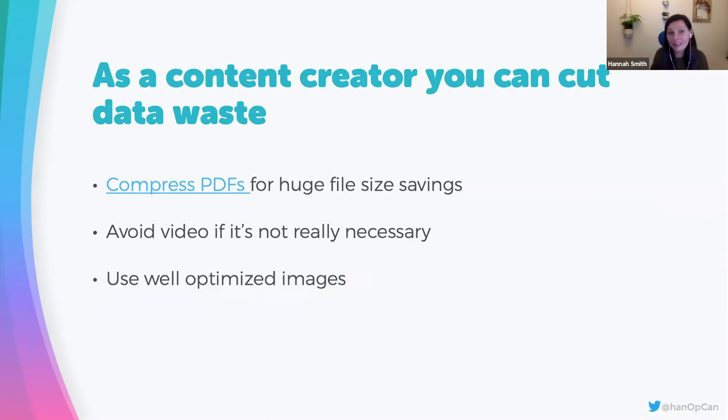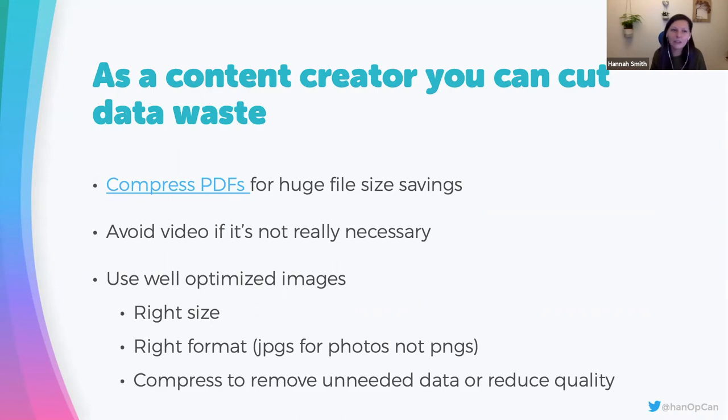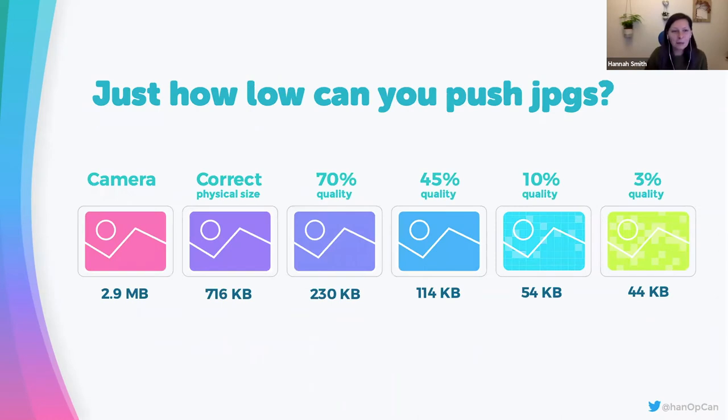And use well-optimized images. So if you're creating work content for web pages, think about the size of the image, whether the image is in the right format. So you want to be using JPEGs for photos, not PNGs. And whether those images are compressed to remove the unneeded data. So this is a nice little example. JPEGs can be optimized and you can reduce the quality of JPEGs quite significantly. And so the larger the number of pixels that you have in a JPEG image, the more file size it uses.